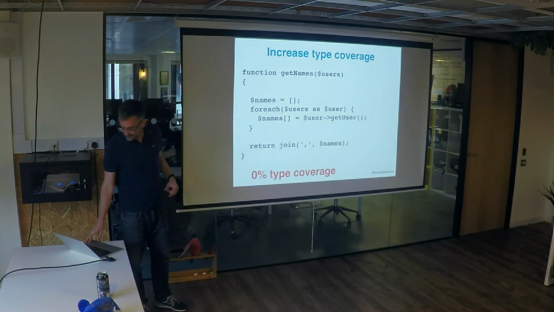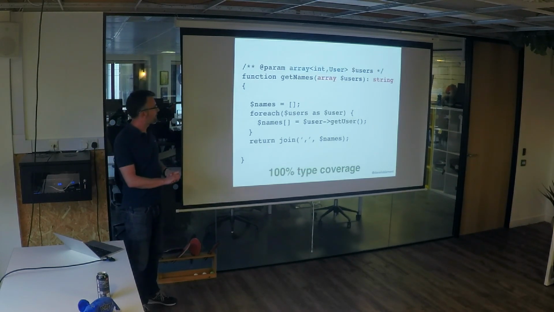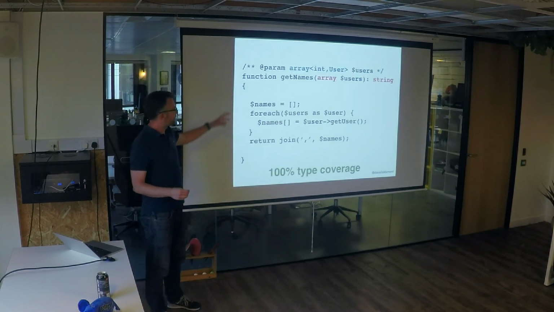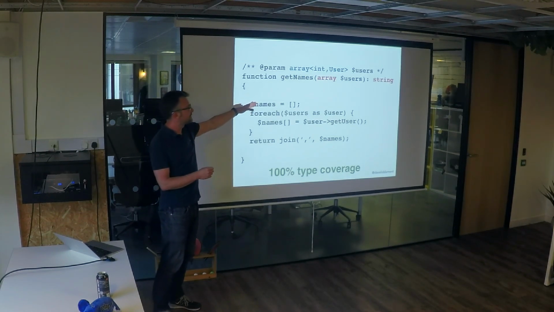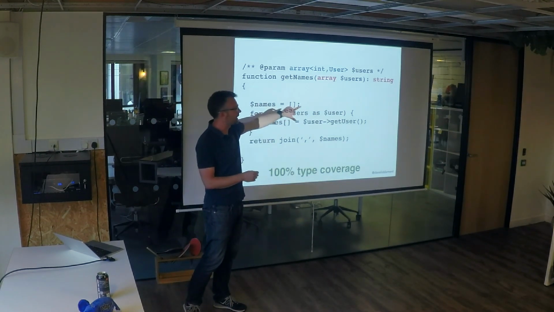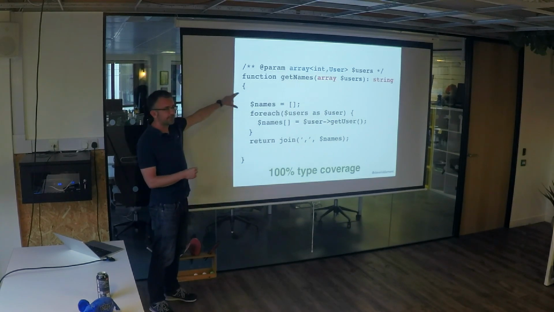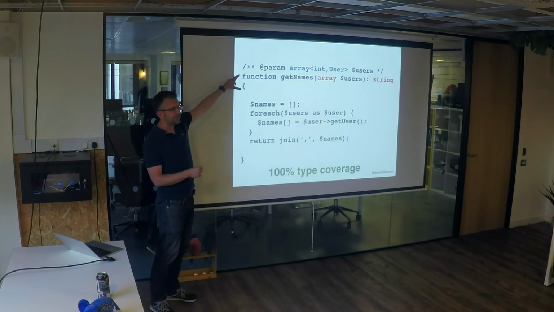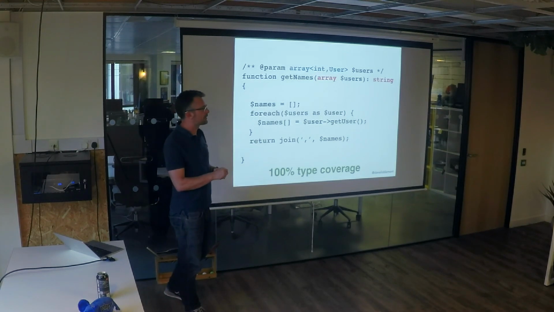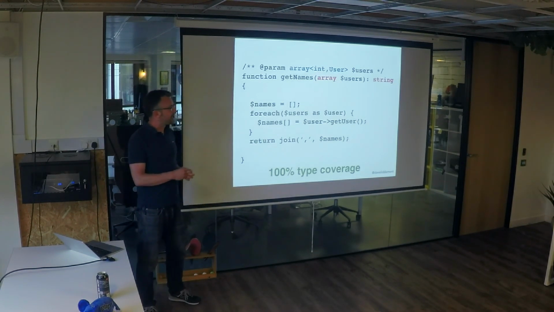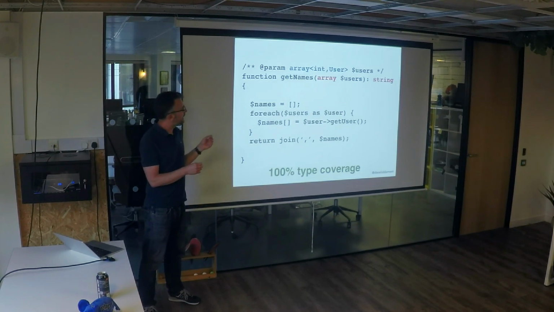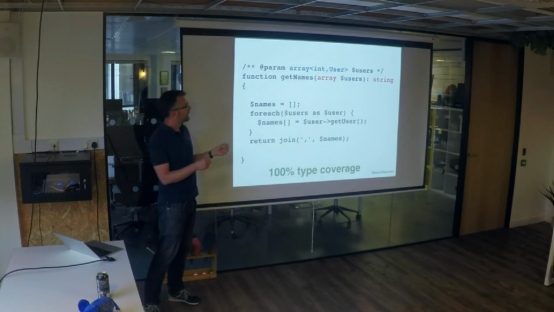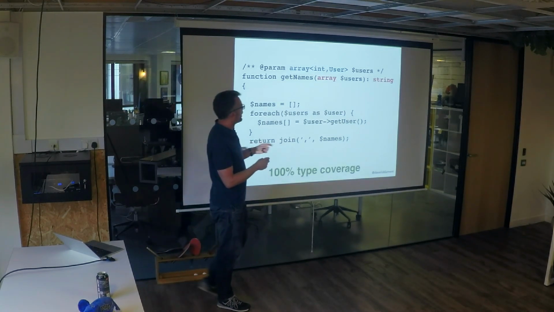Now, if we contrast that with this code here, what we've done is add type declarations to the function. So we say $users in this case is an array, and whatever we're returning from here is a string. And where there are limitations in the language, we add the additional type information via the doc block. So what we're saying here is $users is an array where all of the keys are type int, and all of the values are of type user.